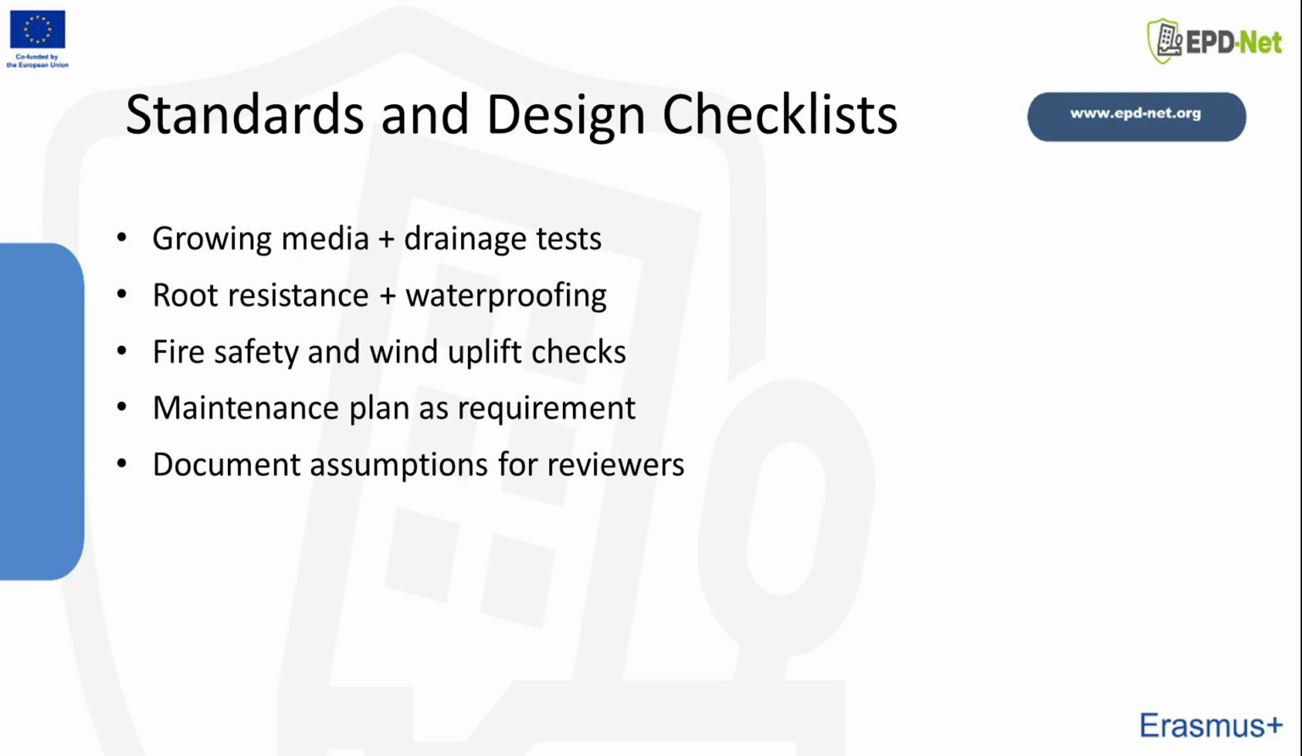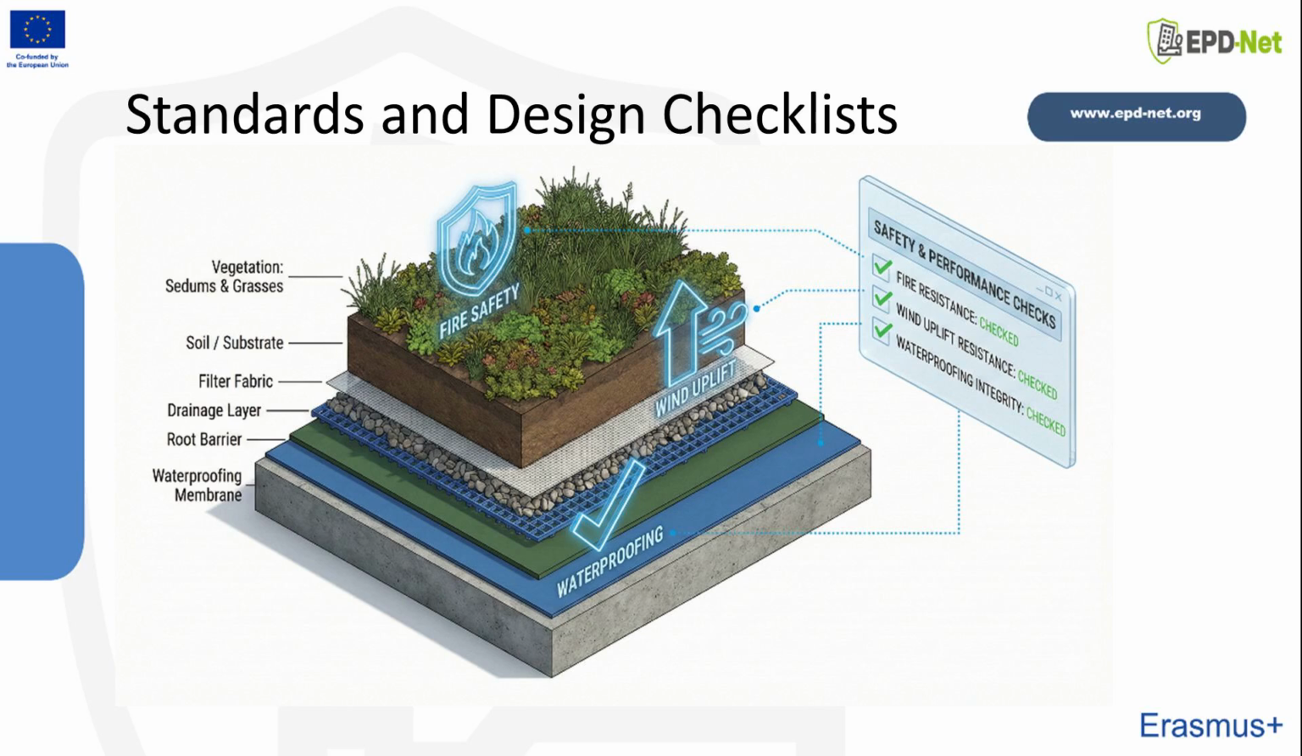Standards and checklists keep design and simulation aligned with real-world constraints. Green roof guidelines address growing media testing, drainage layer behavior, root resistance, and maintenance requirements. Planning teams should also check local fire safety, wind uplift, and waterproofing details, because these constraints can override the optimal, simulated configuration. From a simulation perspective, standards help you choose realistic parameter ranges and document them. This is crucial for auditability.